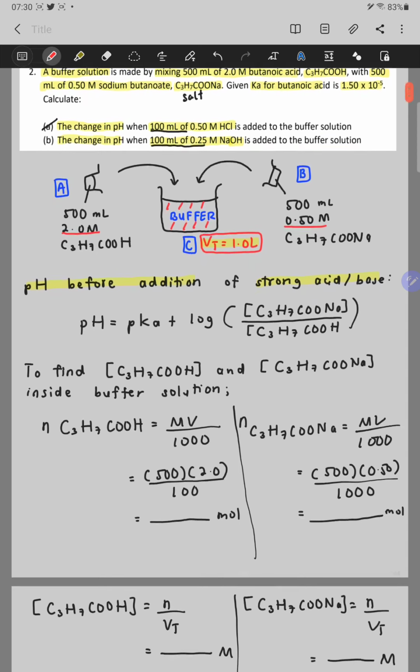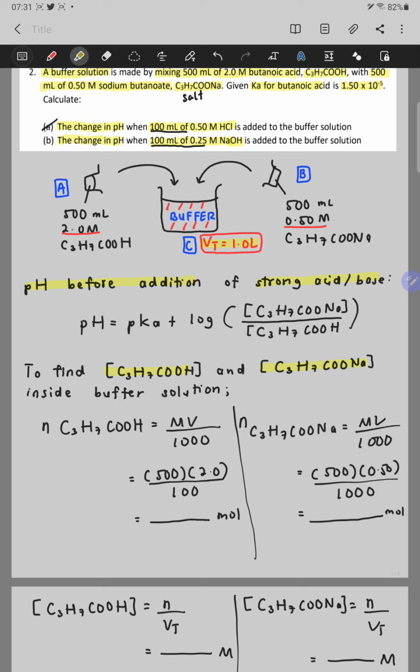Okay? So, you guys kena cari dulu berapa exact concentration of weak acid and juga salt inside the buffer solution dalam beaker C sekarang ni. So, in order untuk cari concentration of weak acid and salt inside the buffer solution beaker C, kita kena cari dulu number of mole. So, kita akan guna formula MV over 1000 for both solution ni. So, let's say number of mole of weak acid adalah 500 ml times 2 molar over 1000.